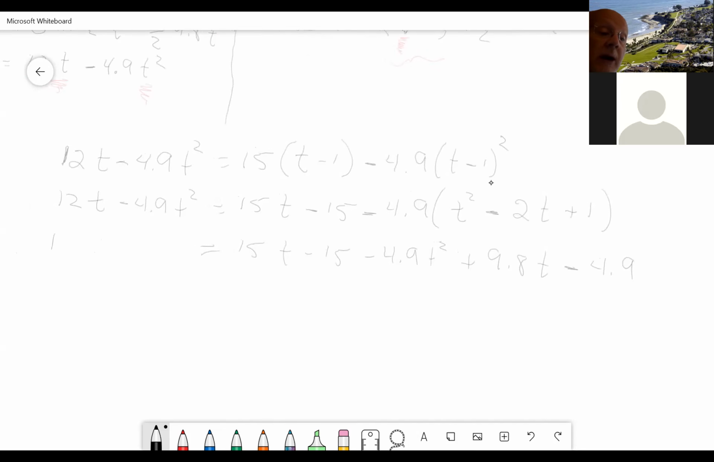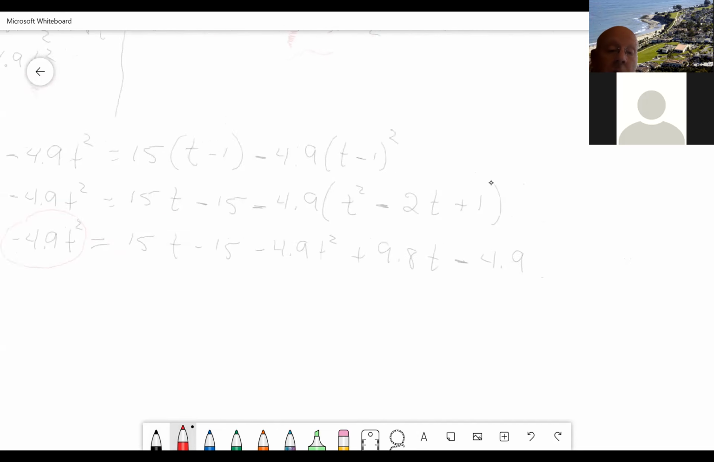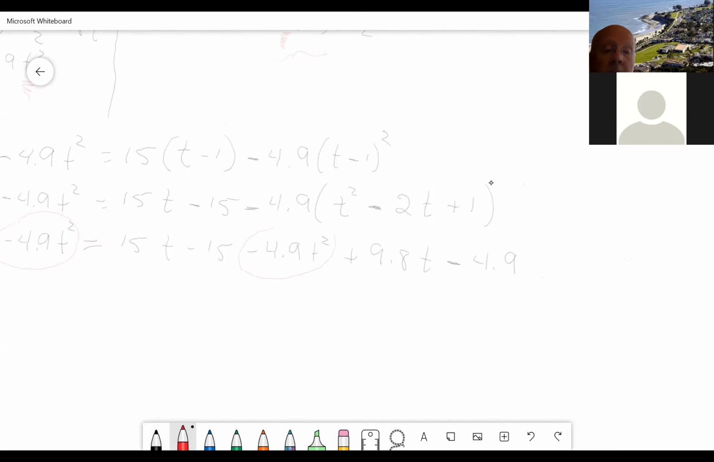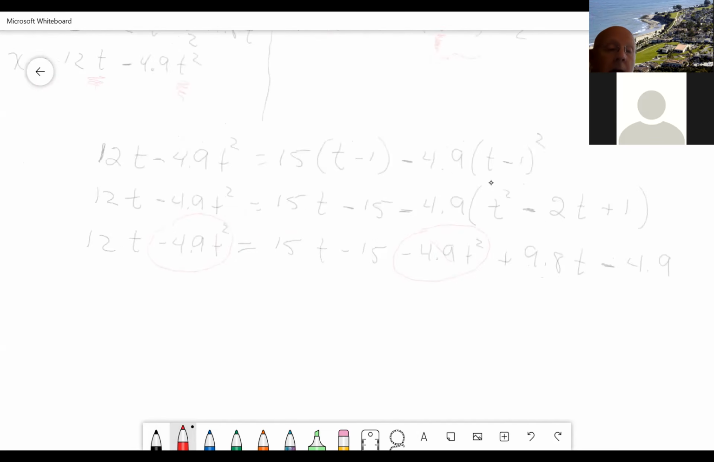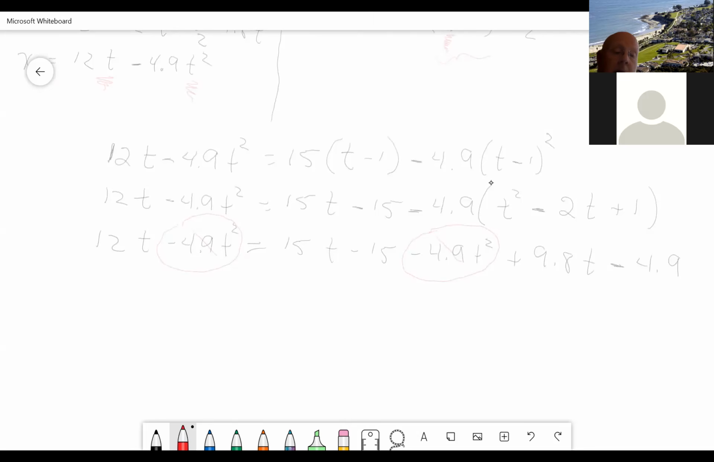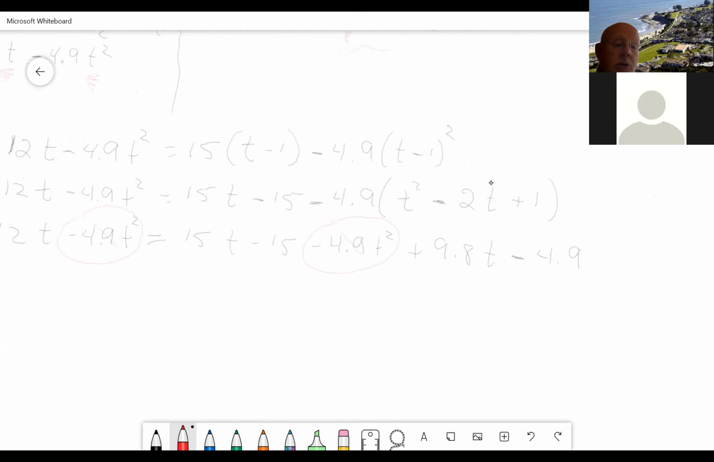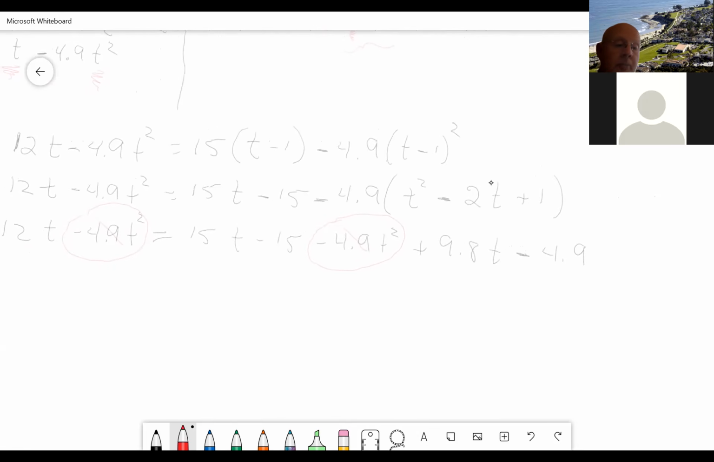Okay, so let's see what I have. And luckily, I thought this math was going to be a little bit harder. Good, I just see it now. I'll circle it in red, but the negative 4.9t squared on that side and that side cancel off. Nice. Anything else? No.